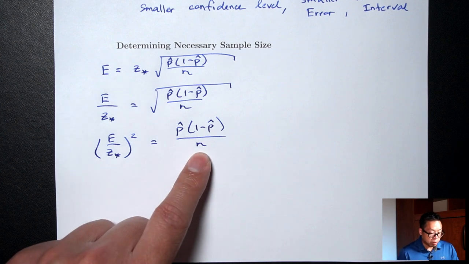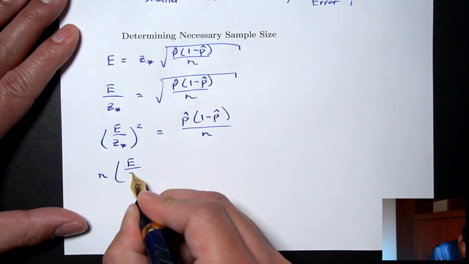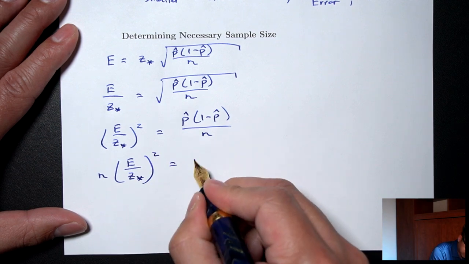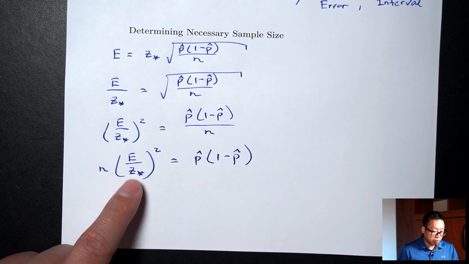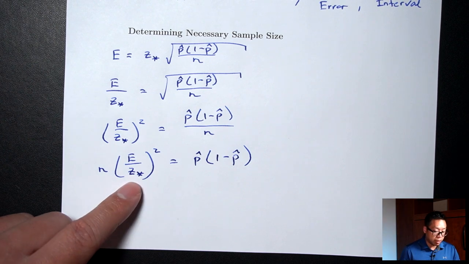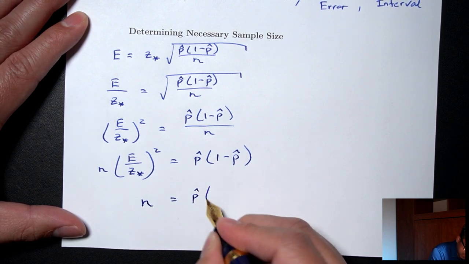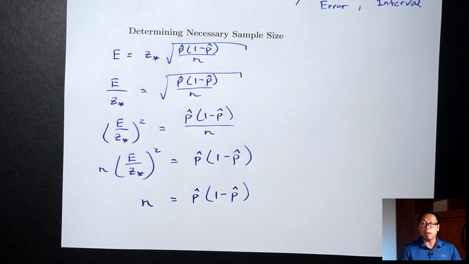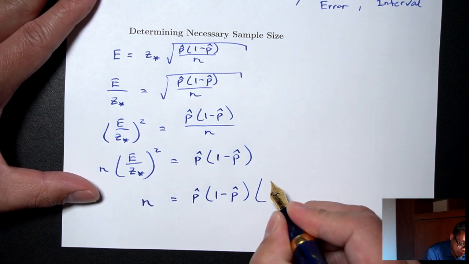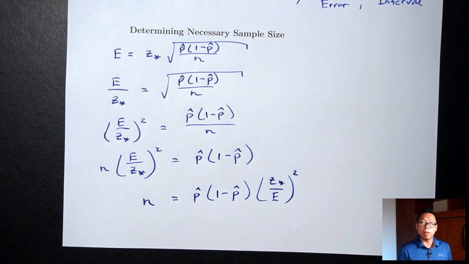Next thing I'm going to do is multiply the n over to the other side. So I'll get n times e over z star squared equals p hat, 1 minus p hat. Okay, I'm almost done. I want the n by itself, so I need to get rid of this e over z star squared. So I'm going to divide both sides by e over z star squared. The left side would now be n, the right side, p hat, 1 minus p hat. Dividing by e over z star squared, or dividing by a fraction, is the same thing as multiplying by the reciprocal. Reciprocal just means flipped. So multiplying by the reciprocal would be z star over e squared. So n is by itself, and that's our formula for the sample size.